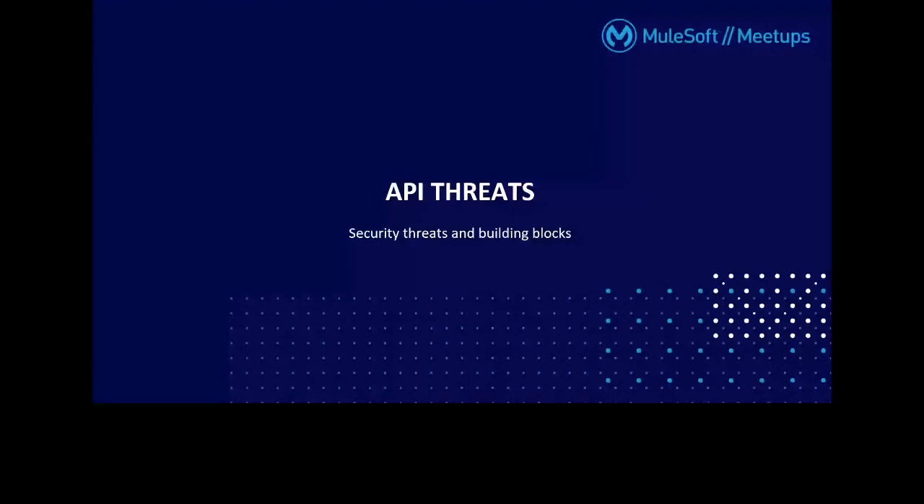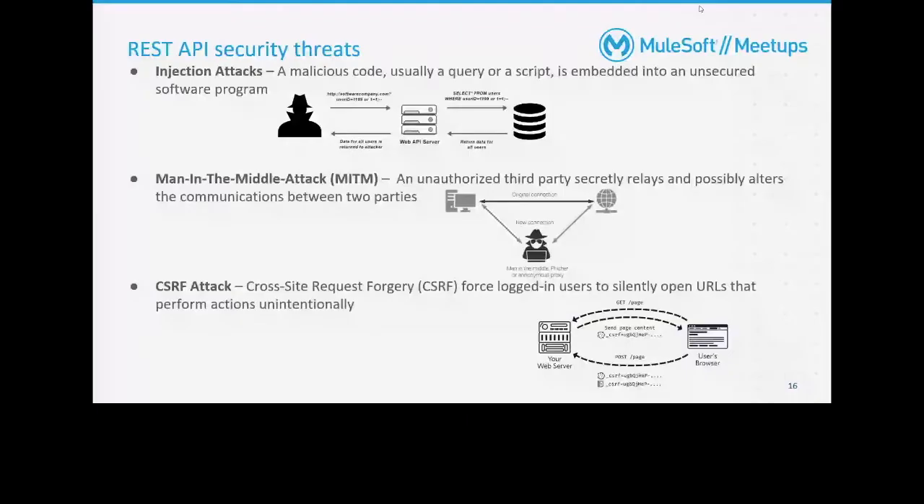So here are some of the REST API security threats. The most common ones, the most popular ones that we know are there, and these have been the reason behind all the recent breaches for most of the companies. The first one is the injection attack.